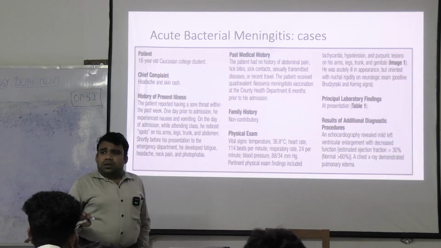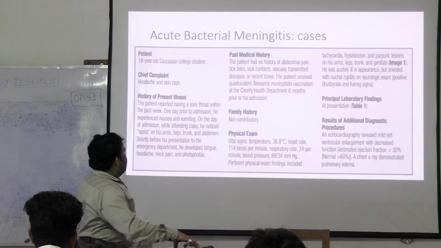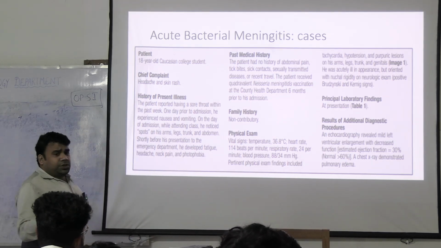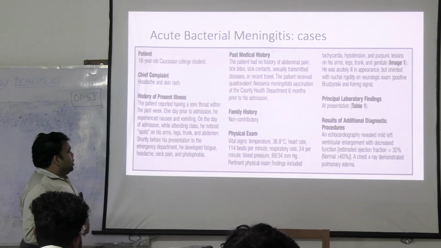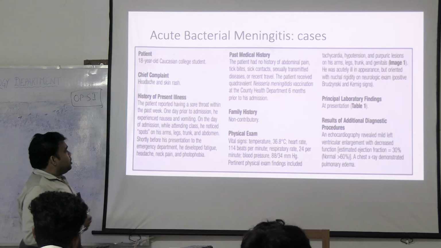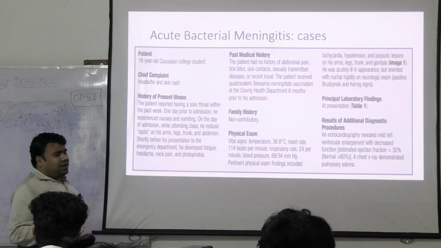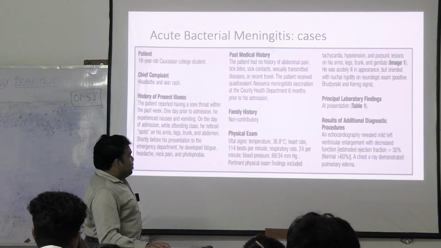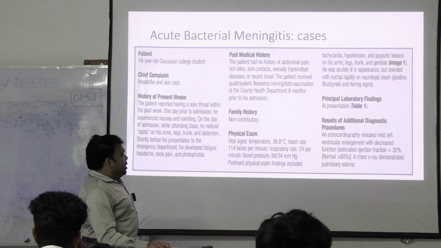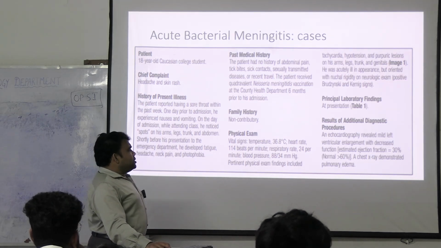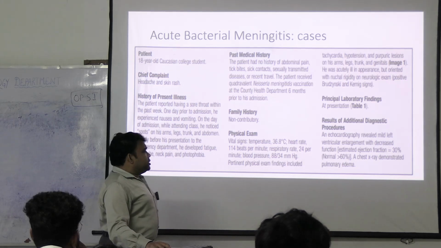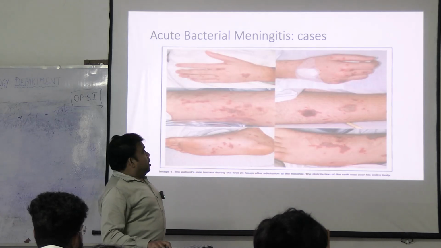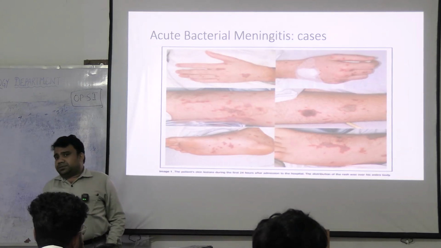Now let us study some of the cases. First is an 18-year-old patient who presented with headache and skin rash. The patient reported a history of sore throat in the past 1 week. 1 day prior to admission, he experienced nausea and vomiting and some spots on legs, arms, and abdomen. He was admitted and presented with fatigue, headache, neck pain, and photophobia. On examination, the respiratory rate was increased, temperature was increased, and there were signs of meningism, including Kernig's and Brudzinski's. The examination shows rashes like this.